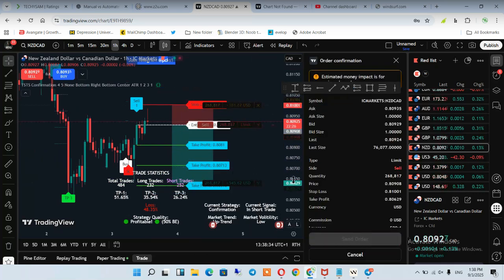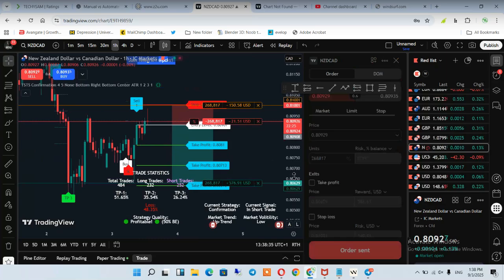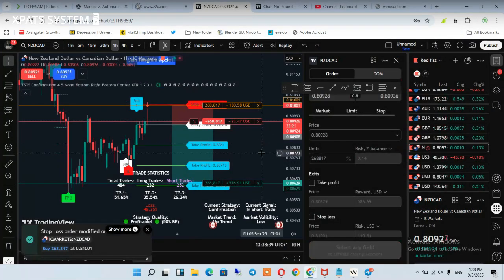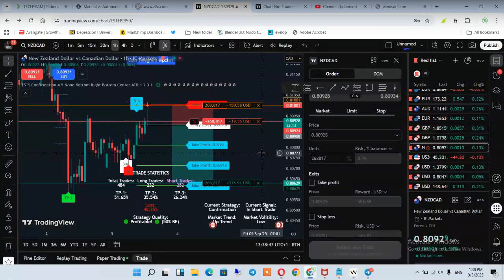So this one enters immediately. NZD CAD. Let me check my account. I should be taking this on my account right now. I'll be taking this on my account right now. NZD CAD. Hold on, please. I'm trying to take it on my NZD CAD. Very good.